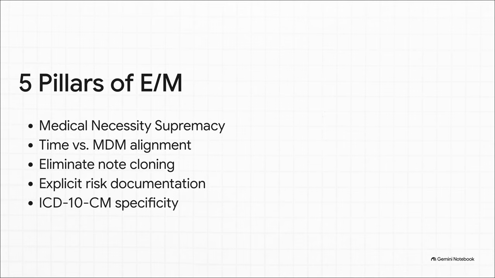Beyond medical necessity supremacy, you have to clearly align whether you are coding based on time or medical decision-making. You must ruthlessly eliminate note bloat and cloning. You need explicit documentation of patient risk. Seriously, don't make the coder guess if a medication change is high risk. And finally, your ICD-10-CM diagnostic specificity must link logically to the CPT code. And yes, that includes meticulously tracking your social determinants of health with Z-codes.